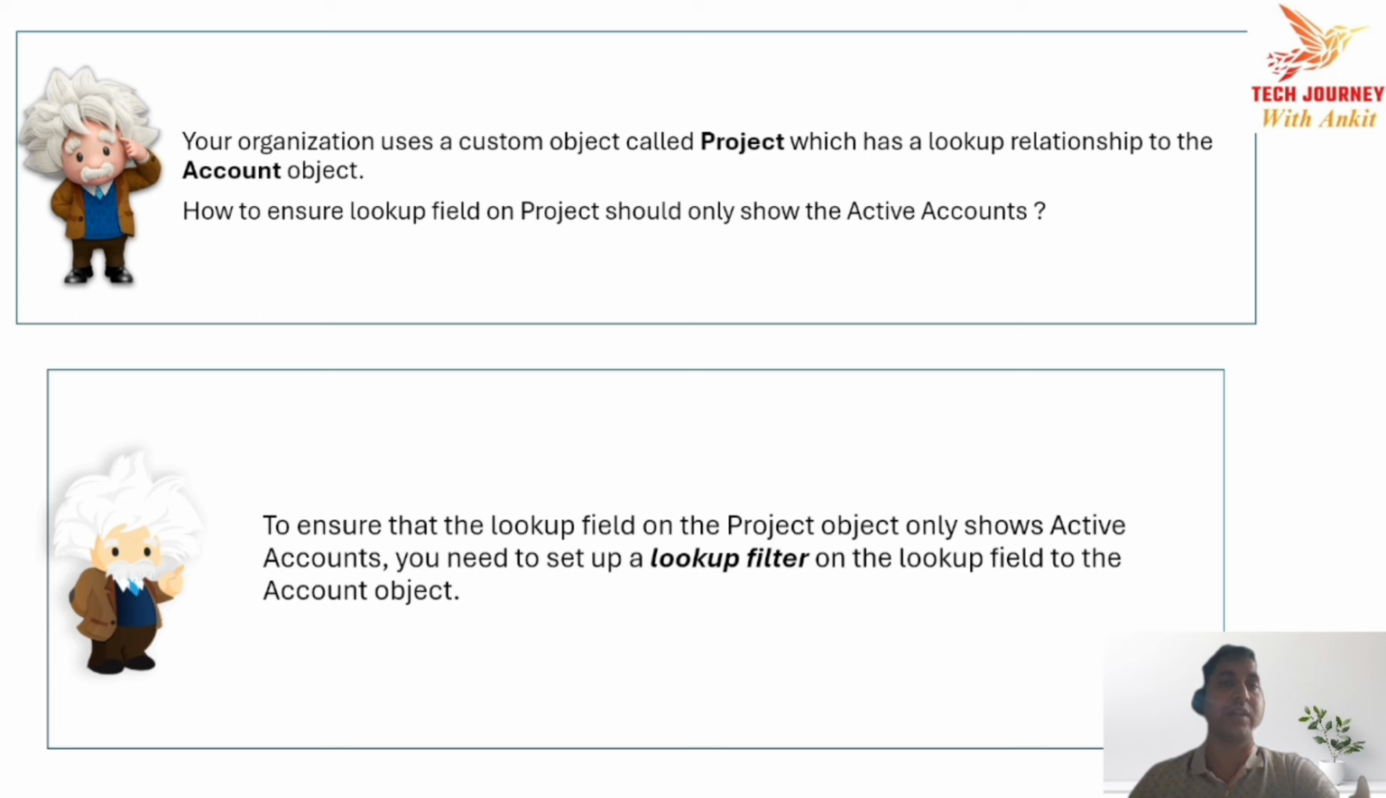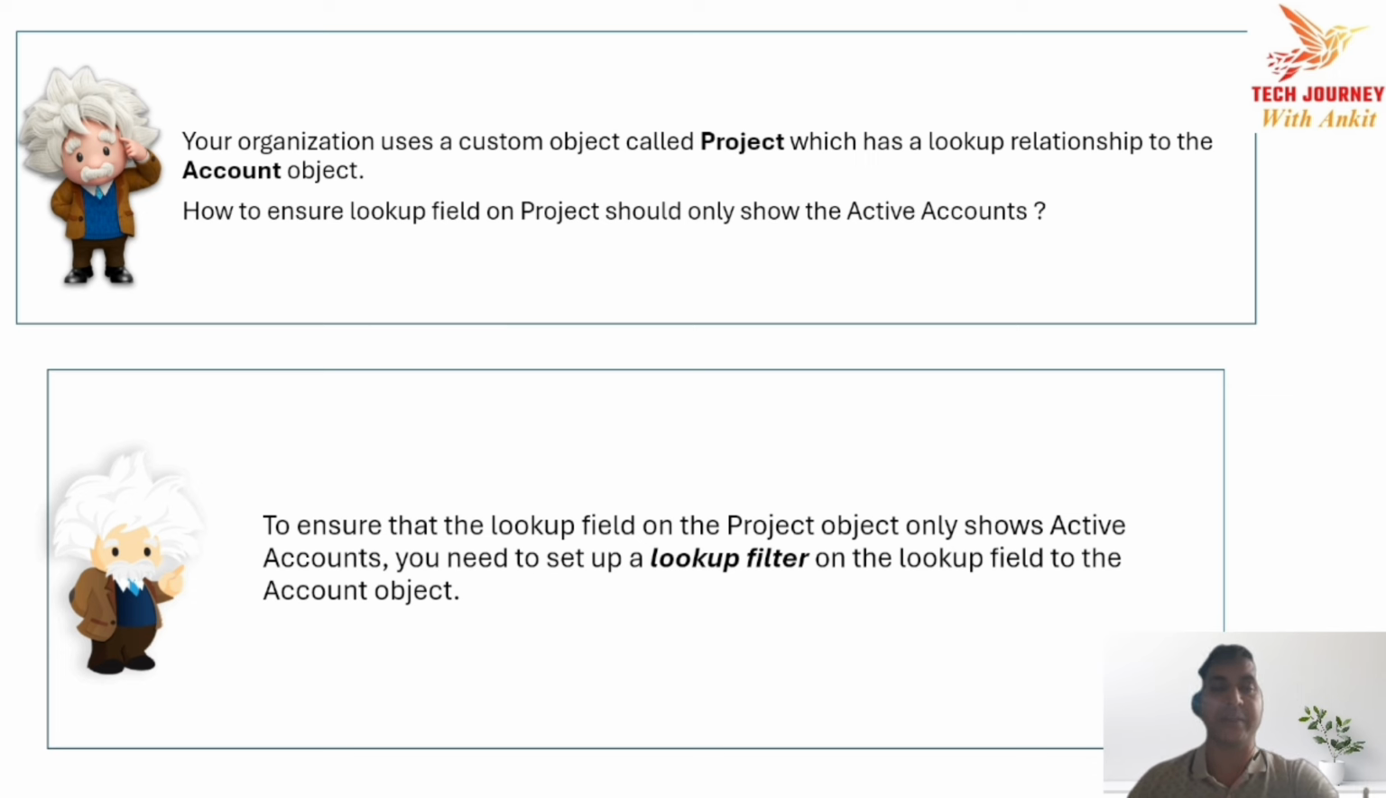Next question. Your organization uses a custom object called project, which has the lookup relationship to the account object. How to ensure that the lookup field on the project should only show the active account? So whenever the user is creating the project, the user has to make sure that the list of accounts that is coming up should only have the active accounts. How can you make sure of that?